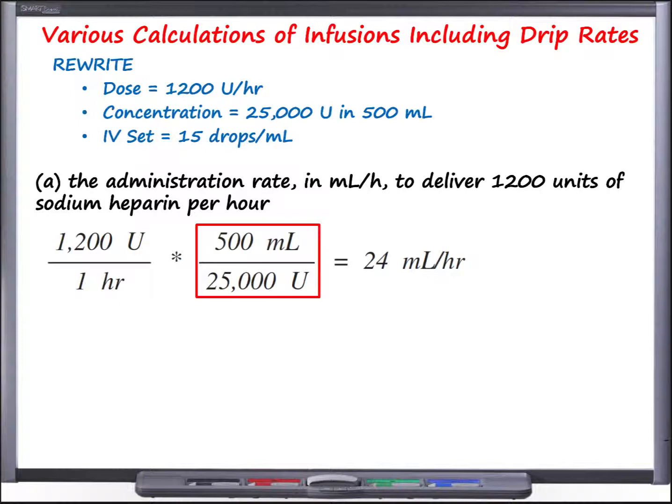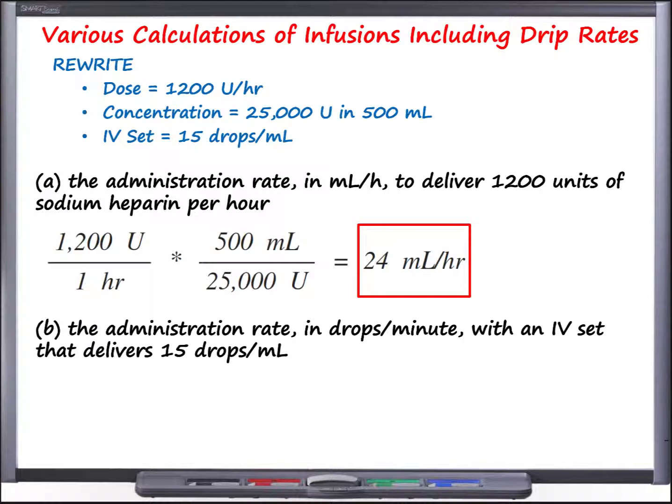So we're going to multiply by the fact that in our pre-made bag, it contains 500 milliliters. We're going to set that over the number of units of heparin, which was 25,000 units. And if we multiply it in the values expressed this way, we can see that the units of activity will cancel, and our final answer will be expressed in milliliters per hour. So if we do that math, you can see that our final answer would be 24 milliliters per hour. That would be the administration rate we need to use. That's the rate that would deliver 1,200 units of heparin per hour.